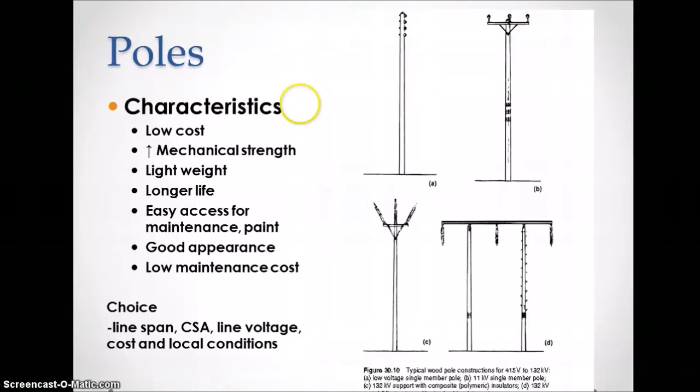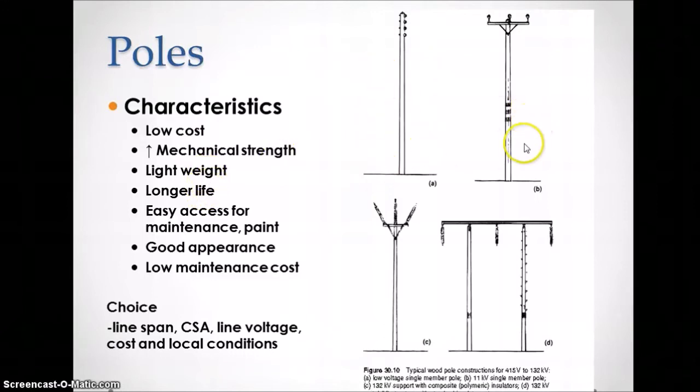Now poles, as I already told, are nothing but supports when it is for low voltage level. So the characteristics of poles will be: it should have low cost, high mechanical strength, be light in weight, and give us a longer life, like this.